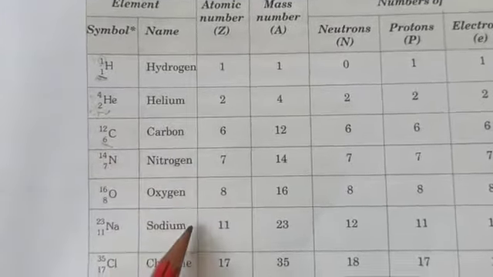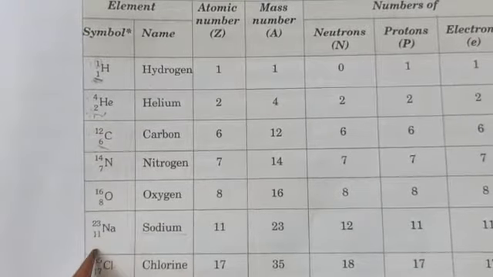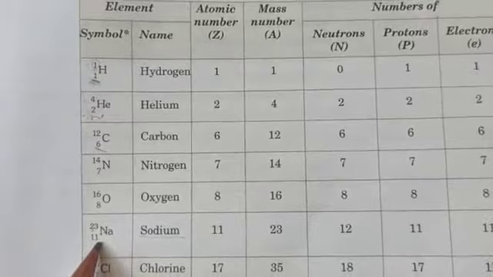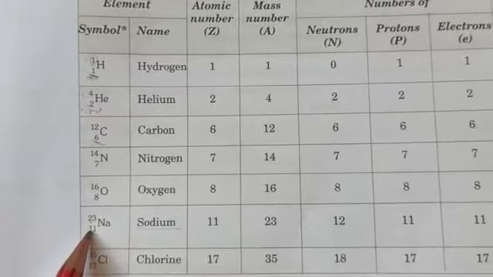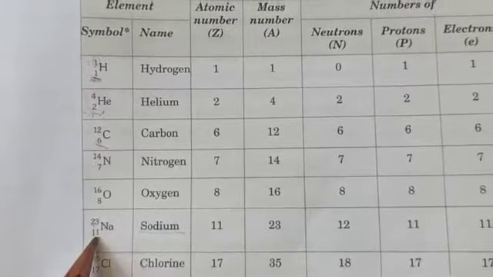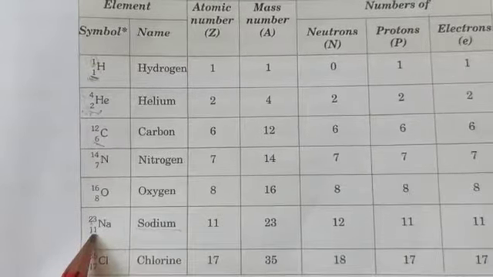Another example, look at the sodium. Its atomic number is 11, mass number is 23. So it has number of electrons 11, number of protons 11 and number of neutrons, that is 23 minus 11, that is 12. Clear?